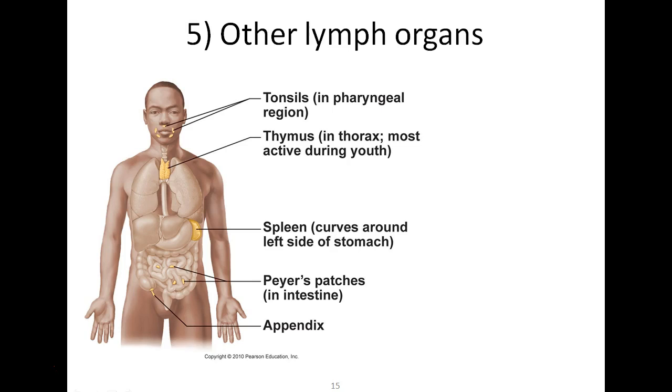So we've talked about lymph nodes, and now let's talk about some other lymphatic organs. In this diagram, we see that tonsils consist of lymphatic tissue. The thymus and the spleen also consist of lymphatic tissue. And then in the small intestines, we have patches of lymph, and that's going to be around the intestines to help fight any bacteria that might be in the food. And then lastly, the appendix also consists of lymphatic tissue.